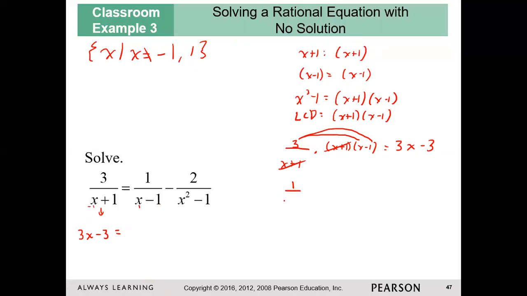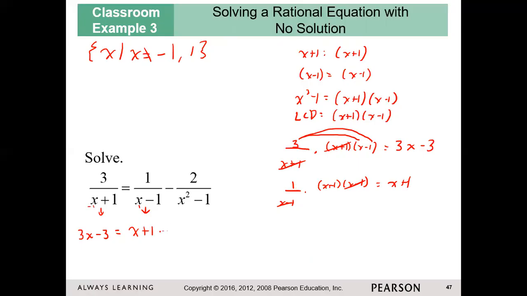So 1 over x minus 1. When we multiply by the LCD, x plus 1, x minus 1, your x minus 1s cancel this time. And if you distribute 1, nothing happens. Interesting. So x plus 1 is our suspect there. So x plus 1 is what this second fraction becomes.